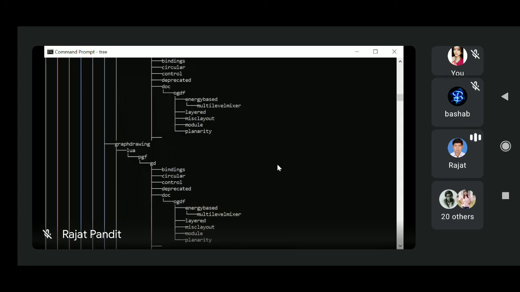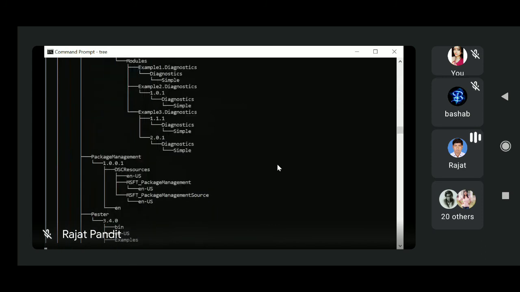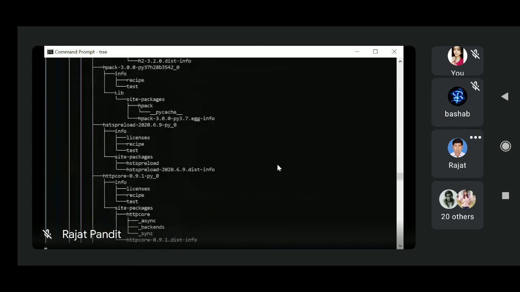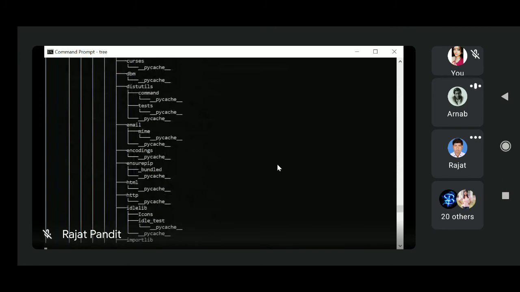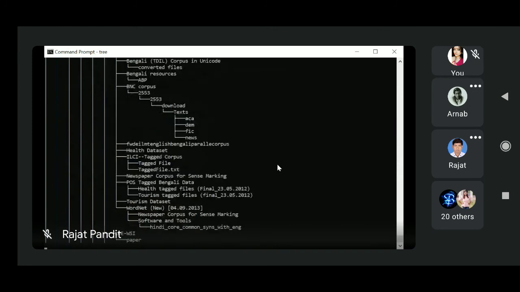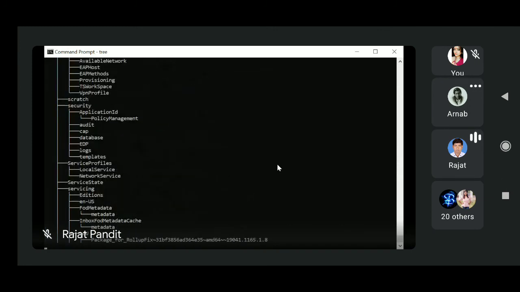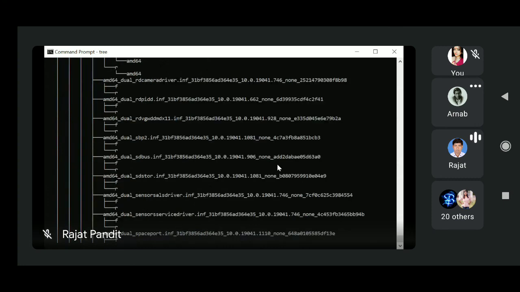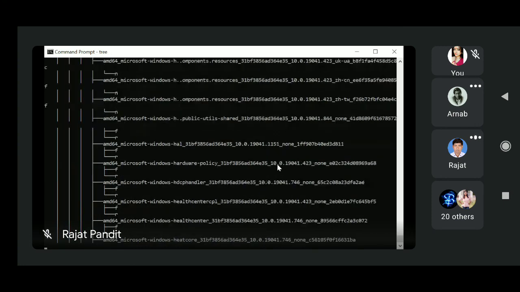Another thing is the tree command. The tree command is an external command. So you see, can you see this tree structure? Yes, sir. You can stop it now. You can just pause it.